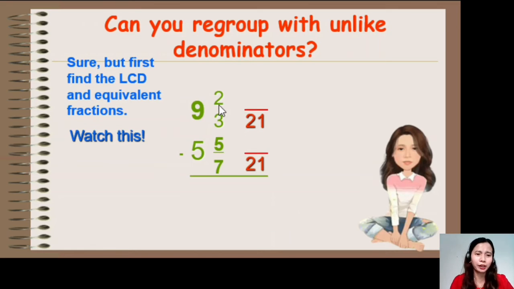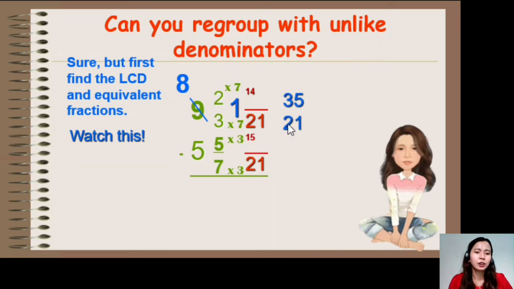Okay, syempre naman. So, let's rename this into similar fractions. 21 is the LCD. 21 divided by 3 times 7, that is 14. 21 divided by 7 times 5, that is 15. We cannot subtract 15 from 14. So, we must borrow 1 from 9. Okay, so 9 becomes 8.